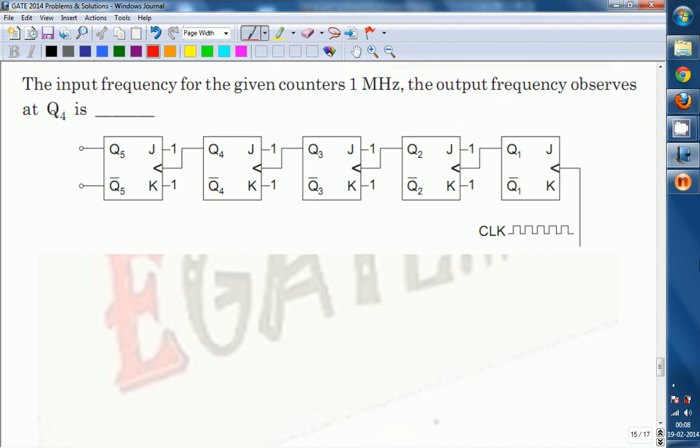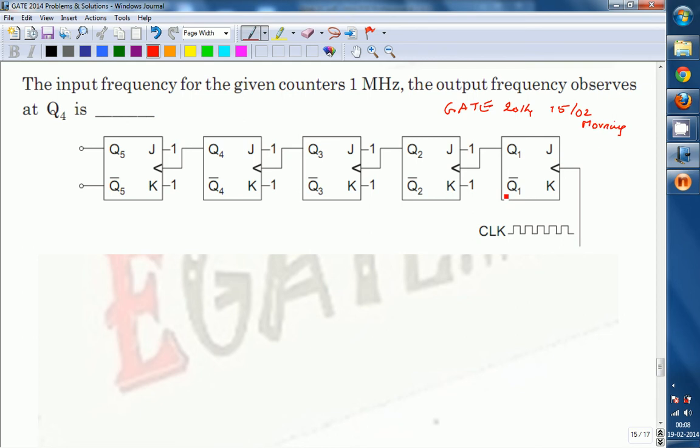Hello, we are discussing GATE 2014, ECE paper held on 15th February, morning session.